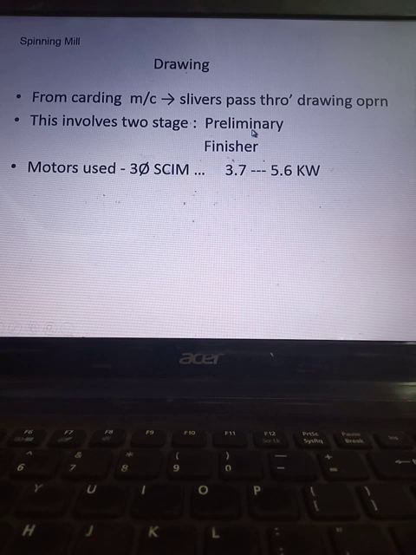again forming the rope-like structure, involving preliminary and then finisher stages. And the drive used for this is a three-phase squirrel cage induction motor with a power rating of about 3 kilowatt to 6 kilowatt.